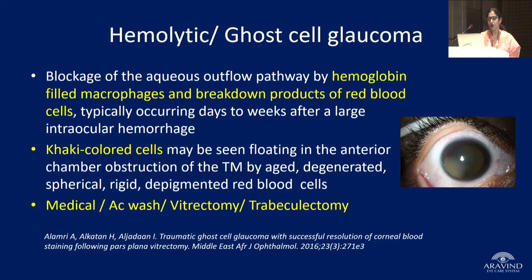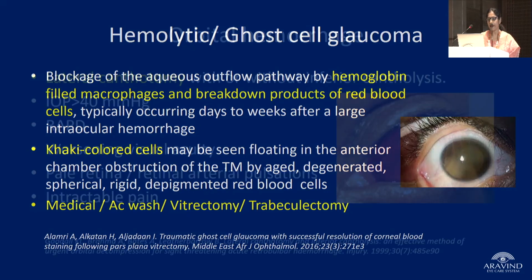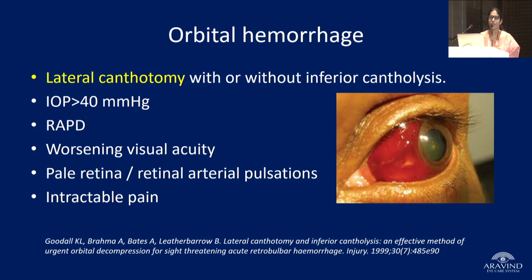Hemolytic or ghost glaucoma is all because of the hemoglobin-filled macrophages or breakdown products of red blood cells that obstruct the trabecular meshwork. Here you do a simple medical treatment, or you might have to think of AC wash, vitrectomy, or trabeculectomy. So orbital hemorrhages are also quite common depending upon the nature of trauma.